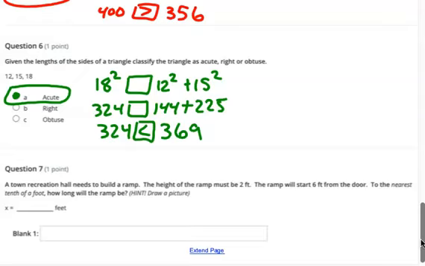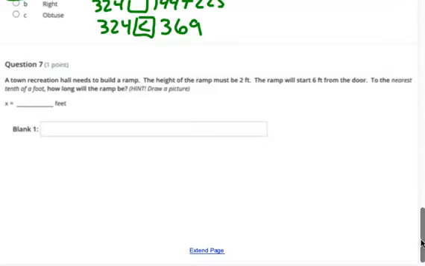Okay, last thing for 8.1, Pythagorean Theorem that we might have to worry about, word problems. Okay, so making your own picture. A town hall needs to build a ramp. The height of the ramp must be 2 feet. So I'm going to draw my ramp. It's going to look like a right triangle. The height has to be 2 feet. Okay, the ramp will start 6 feet from the door. To the nearest tenth of a foot, how long will the ramp be?